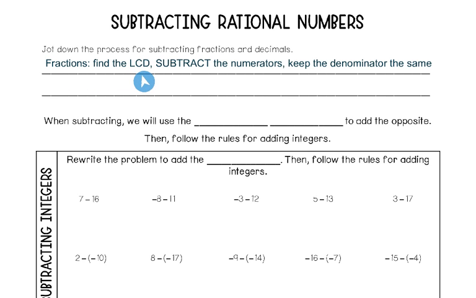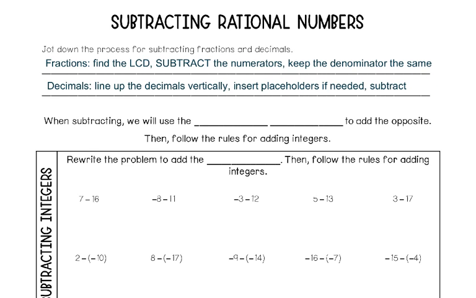So we'll go ahead and start with fractions. First, you have to find the least common denominator. LCD stands for least common denominator. It's like the least common multiple, but just for the bottom of fractions. This time we're subtracting the numerators, but we'll still keep the denominator the same. Let's look at it for decimals. For decimals, we just line up the decimals vertically. We insert placeholders if needed, so those zeros, and then we subtract.